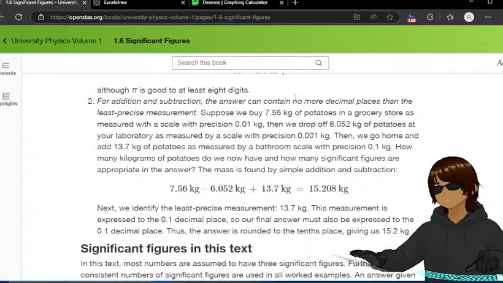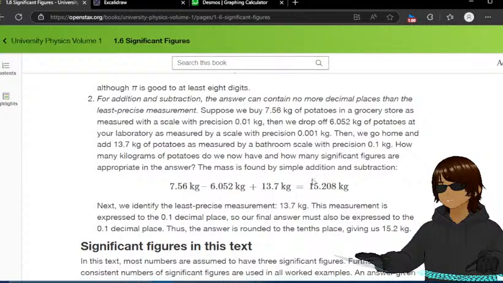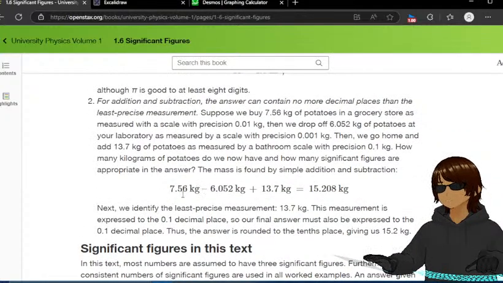For addition and subtraction, the answer can contain no more decimal places than the least precise measurement. Suppose we buy 7.56 kg of potatoes in a grocery store as measured with a scale with precision 0.01 kg. Then we drop off 6.052 kg of potatoes at the laboratory as measured by a scale with precision 0.001 kg. Then we go home with 13.7 kg of potatoes as measured by a bathroom scale with precision 0.1 kg. How many kilograms of potatoes do we now have? And how many significant figures are appropriate in the answer? Mass is found by simple addition and subtraction. 7.56 minus this plus this, we get this. But we take the least significant figures.